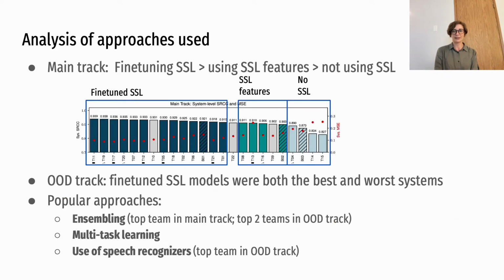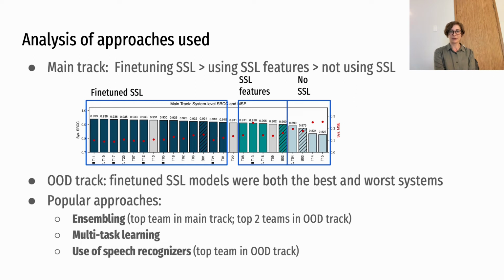In the main track, we can see a clear pattern. The dark blue bars are teams who fine-tuned SSL models. The teal-colored bars are teams who used features extracted from SSL models without fine-tuning. And the light blue bars are teams that did not use SSL at all. We can clearly see the benefit of using SSL models for this task, in particular when fine-tuning. Interestingly, we don't see the same pattern for the out-of-domain track, so it may be the case that these models can require more data or be prone to overfitting.